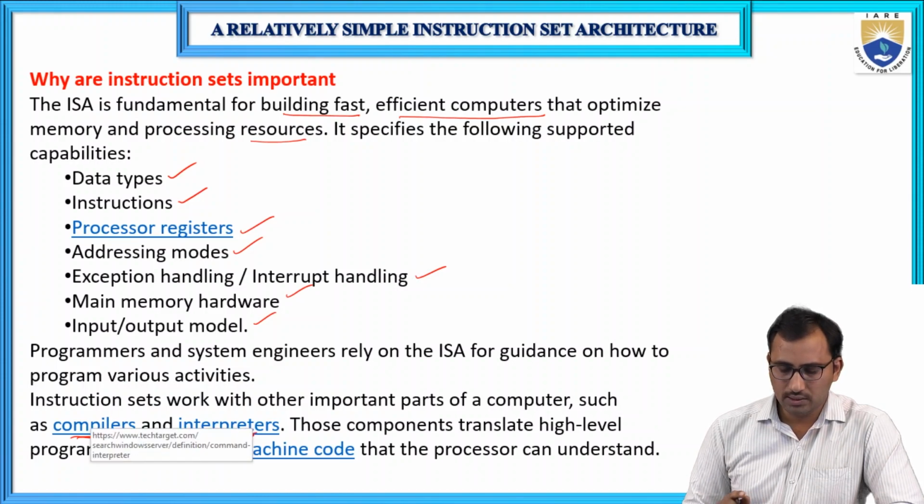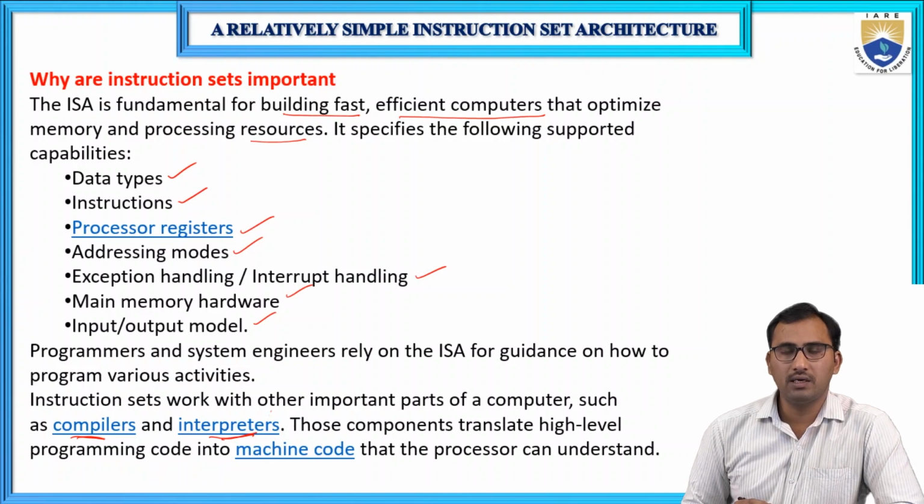The compiler can convert the high level language into the machine understandable language, because we are writing the program using a high level language or assembly language. This high level language cannot be understood by the processor or machine, so it needs to be converted into machine understandable language. That's why we are using a compiler. The compiler will convert the high level language into machine code that the processor can understand. Okay.